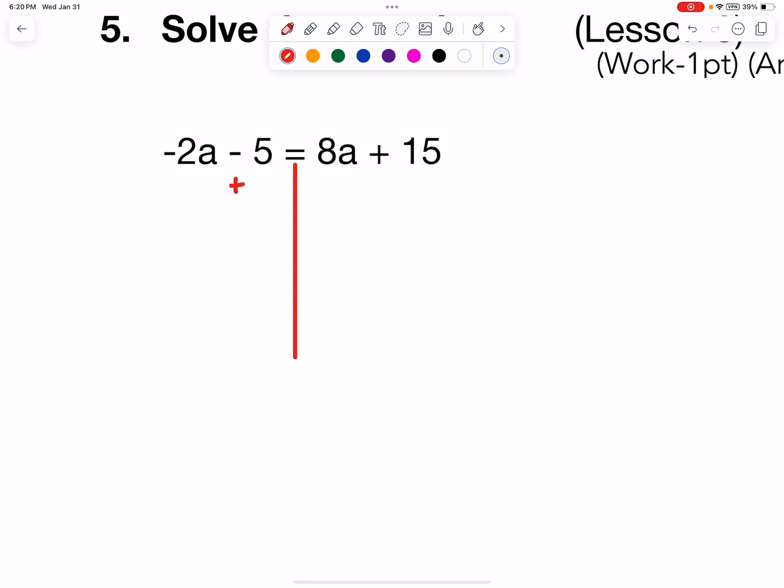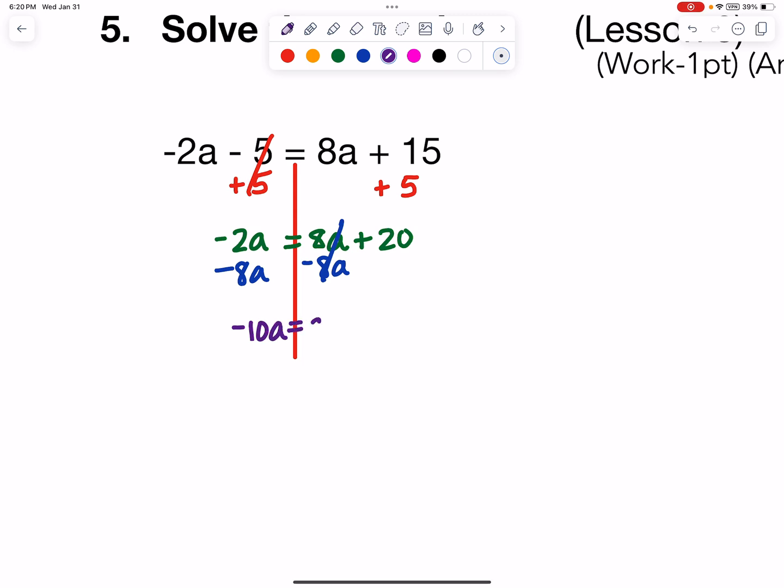So I typically take care of these constants first, add 5 to both sides, crosses that out, and we have negative 2a equals 8a, and then plus 20. Okay, now we're going to get that a over there, so I'm going to subtract 8a to both sides because I have a positive 8a, and then we'll be left with negative 10a equals 20.